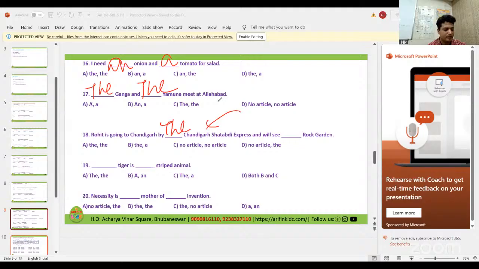उसके बाद क्या होगा? Tell me the next answer of this. We'll see the rock garden. Right. So a specific or pinpoint location he is targeting. So both are the right. The Chandigarh Satabdi Express and the rock garden.